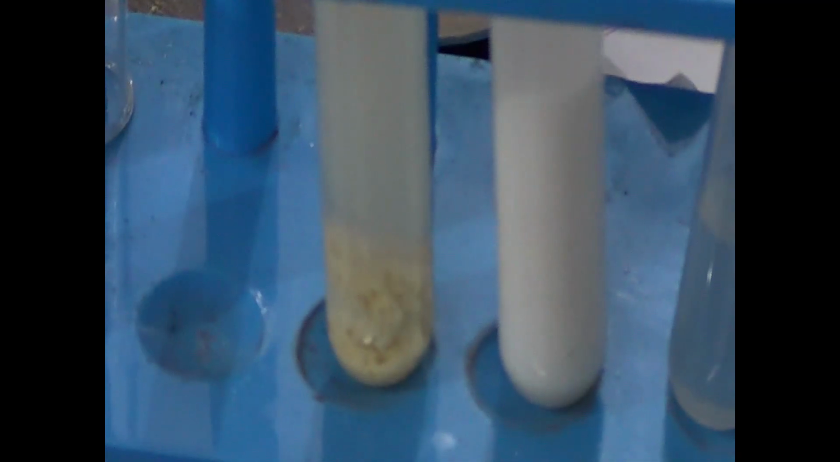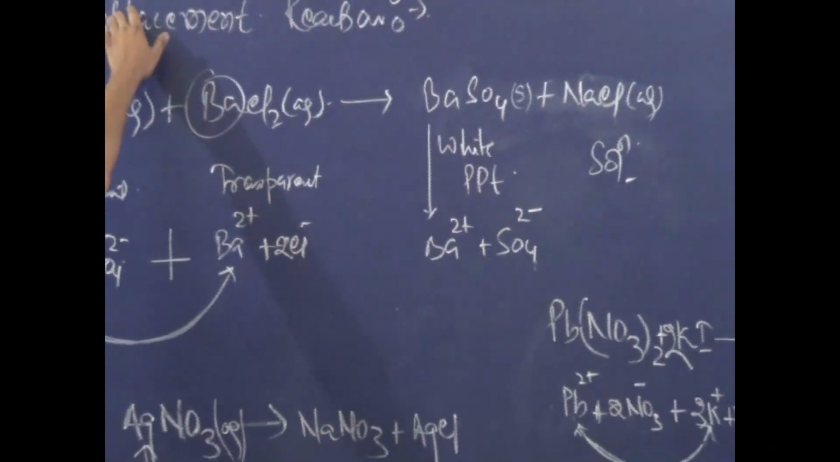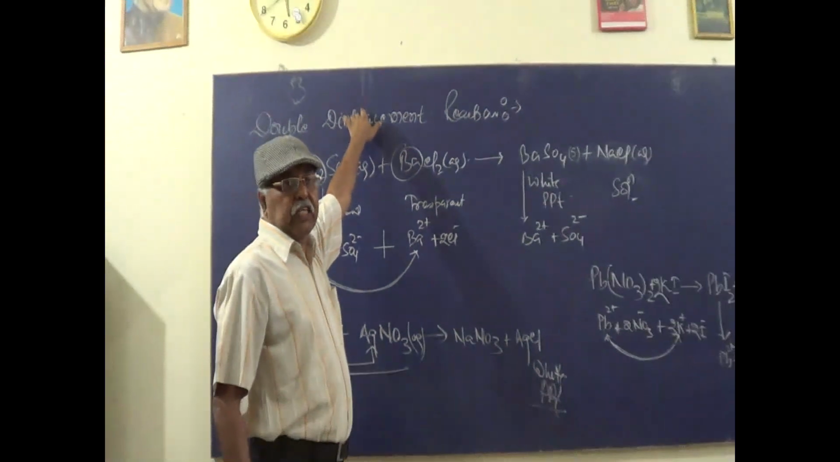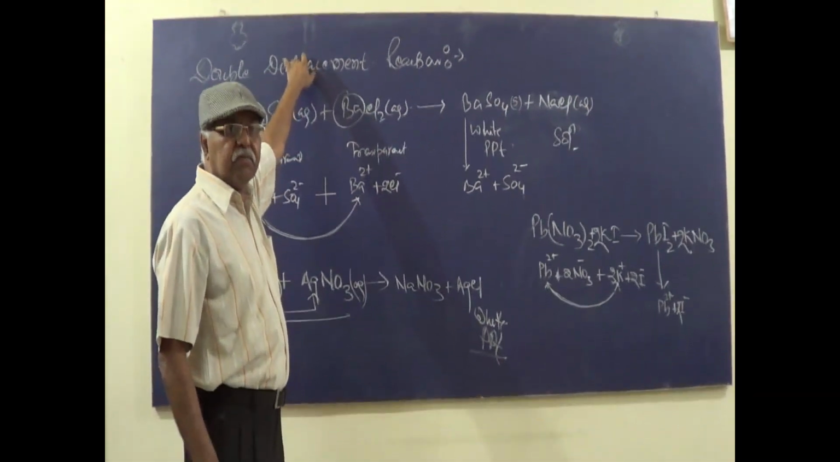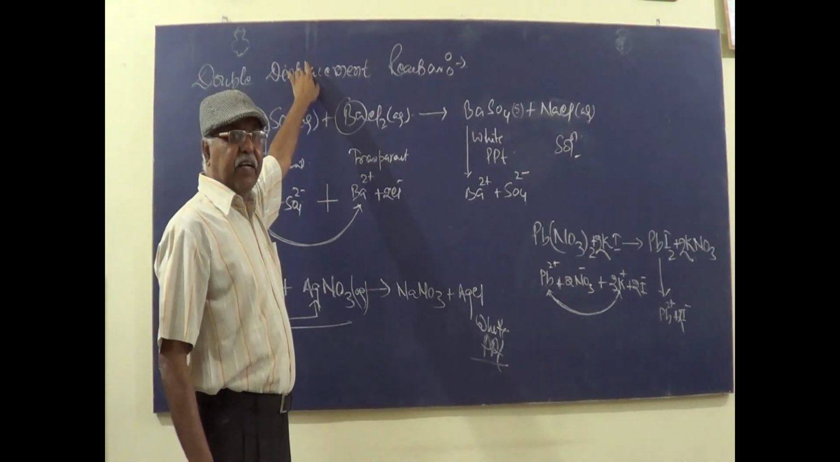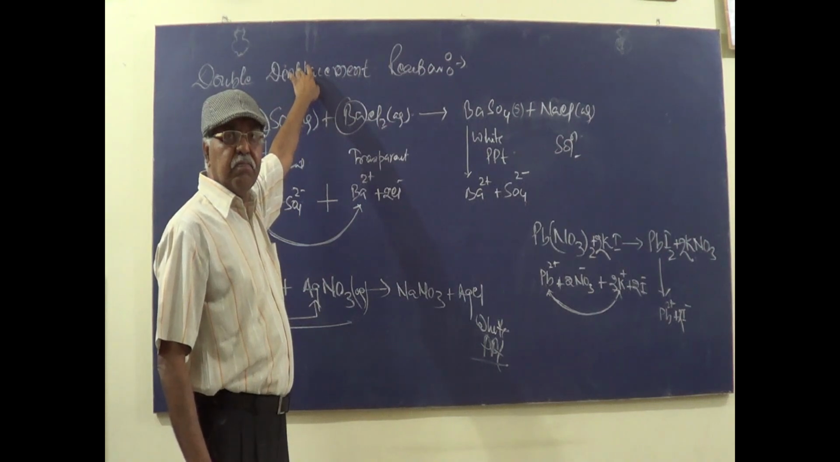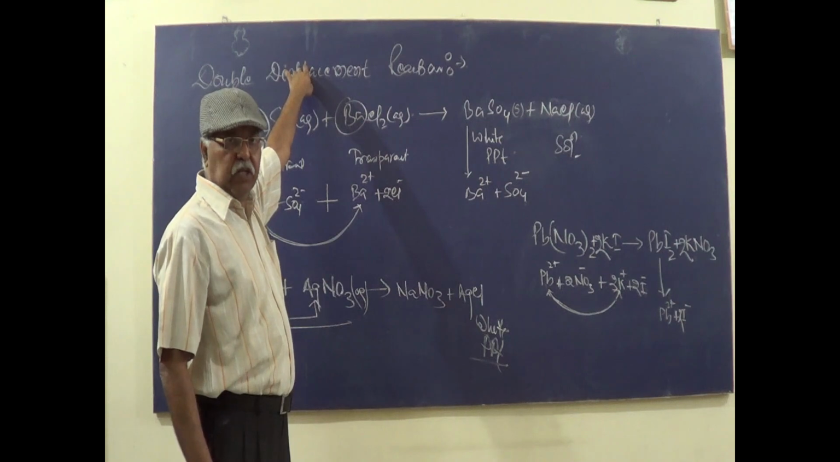Now what questions can be raised from this? What is a double displacement reaction? Explain a chemical reaction in which exchange of ions takes place. Those are two questions. Third question: what is a precipitation reaction? These three types of questions are possible.